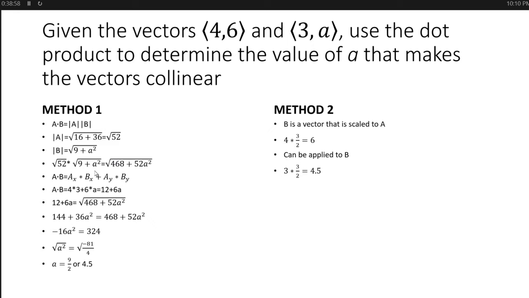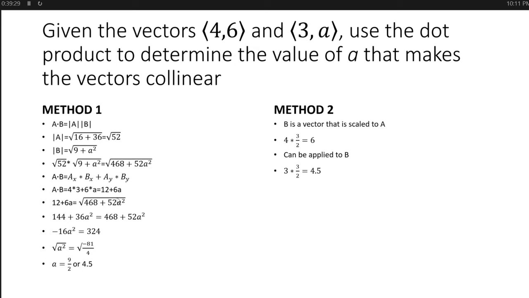For the dot product formula, it's just ax times bx plus ay times by. This is the easy one that you can do. There's also one that uses cosine, but we don't know the angle, and we don't want to figure out the angle, so we're just going to use this one. It's very easy. So we plug in the variables. 4 times 3 plus 6 times a is just 12 plus 6a, and then we make these two equal to each other because this is what they have to be. So 12 plus 6a equals root of 468 plus 52a squared.